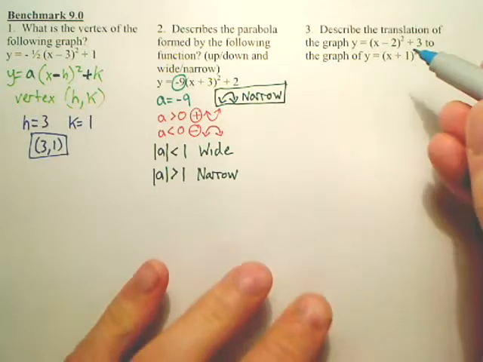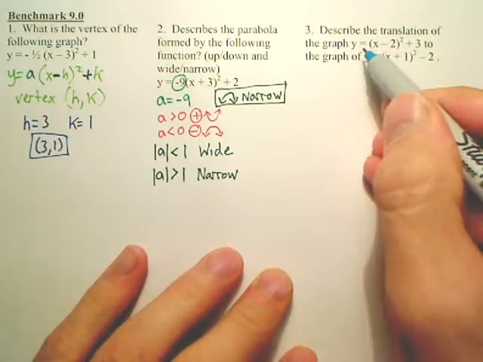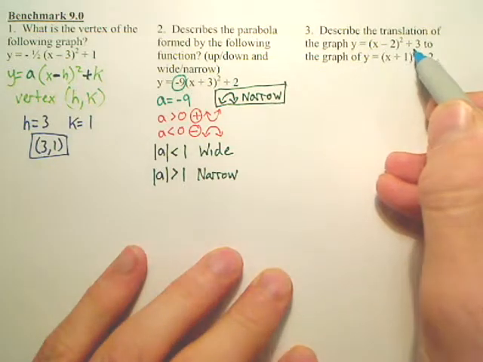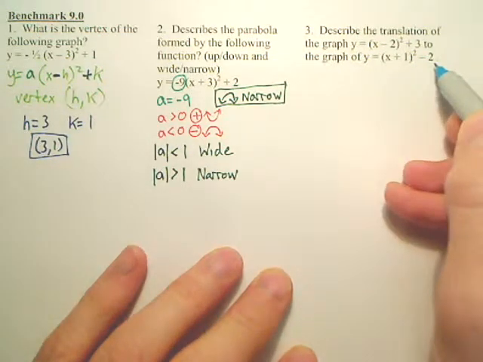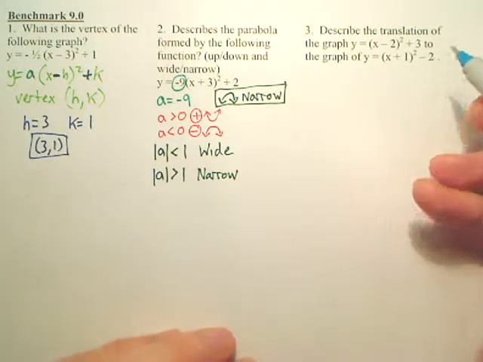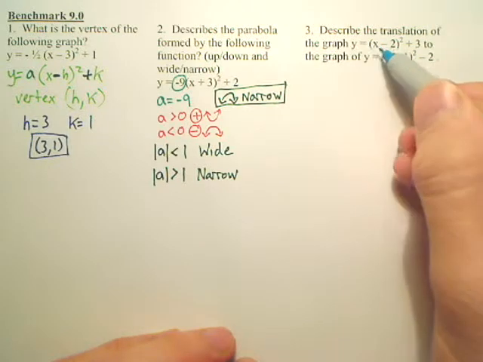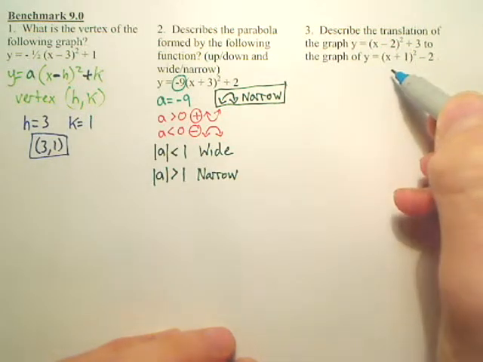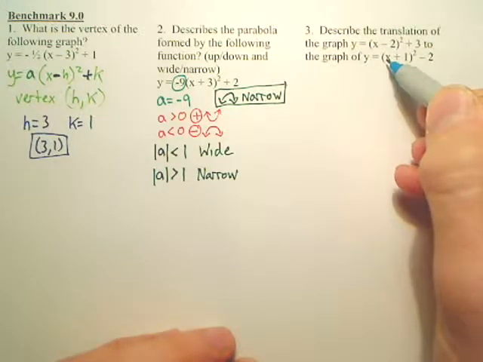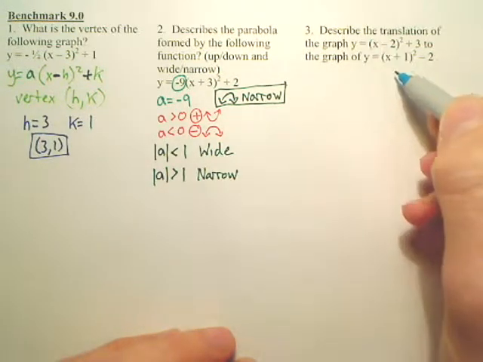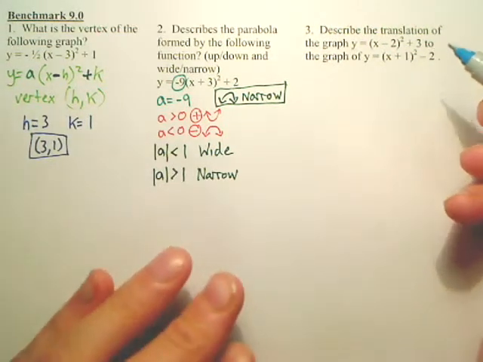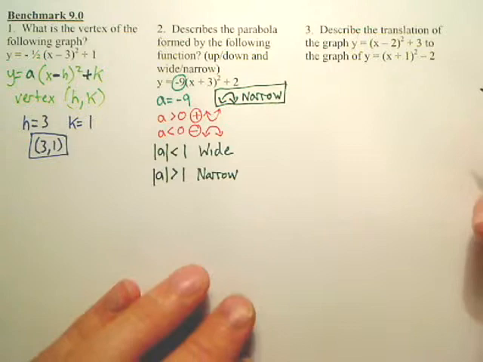Okay, the last one I haven't talked about, but you need to learn this one. Describe the translation of the graph blank to the graph blank. Translation means basically describe the movement. For instance, are the a values the same on these graphs? Both these graphs, the a value is 1, so it means it's normal and happy. Positive 1, so they're both normal and happy. So we don't even care about the a value. What we want to focus on are the vertices.